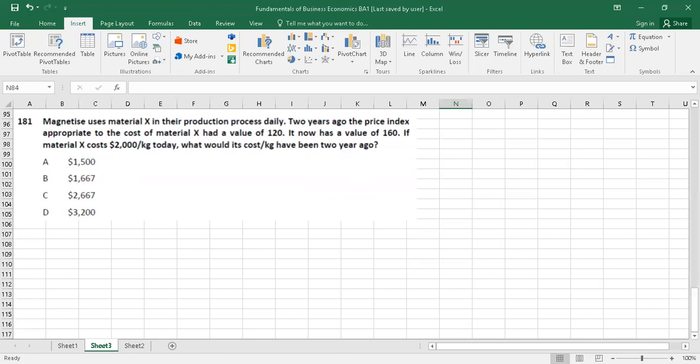See, 2 years ago, the price index approximate to cost of material had a value of 120. So 2 years back, so the base year, in that year, the index stood at 120, we do not know what's the price. But in the current year now, it stands at 160, and with 160, the material cost is 2000. So what was the cost then? So that is the logic. So let's do this one. 181.